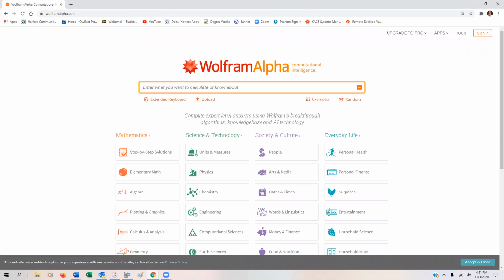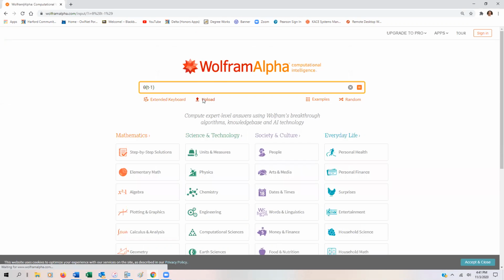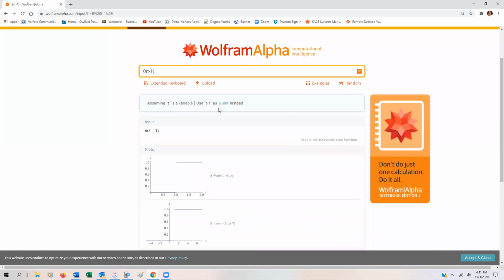And what you're going to do to plot just any unit step function is go to the extended keyboard. In Wolfram Alpha, the unit step function is recognized by theta. So I'm going to plug in theta, and you might remember this one, t minus 1, where we just shifted the Heaviside function 1 unit to the right. And we graph it.